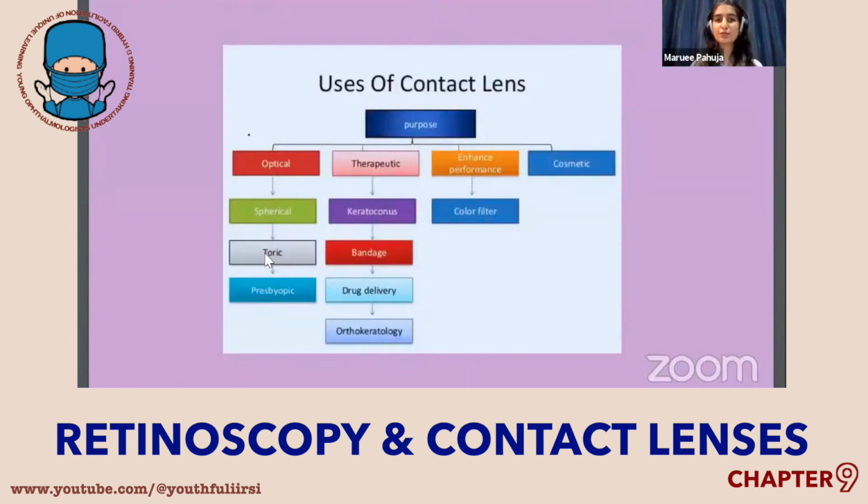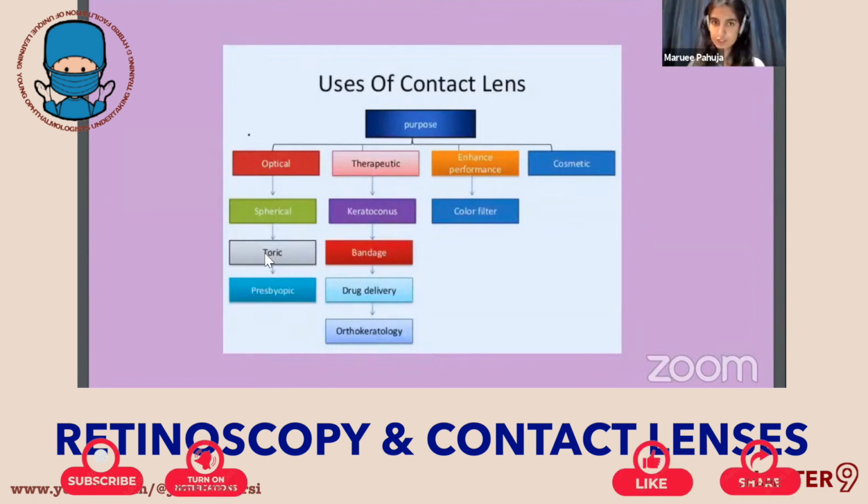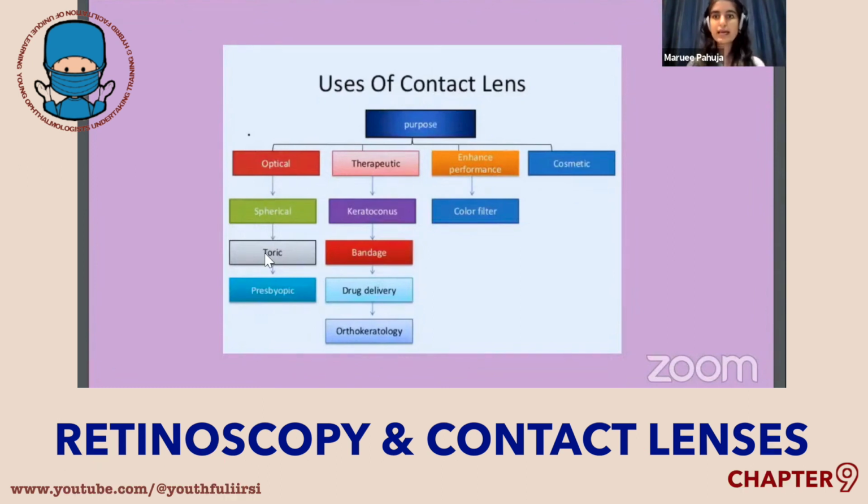So based on the purpose of contact lenses, there are 4 types that we can divide it into. The first is the optical correction. The second is therapeutic. The third is to enhance the performance, like in cases of color vision blindness. And the fourth one is cosmetic, to improve the appearance of facial features. The first one being optical, in which there are again 3 types based on the refraction. So there is a spherical lens for a spherical prescription, a toric lens, and a multifocal lens for presbyopia.